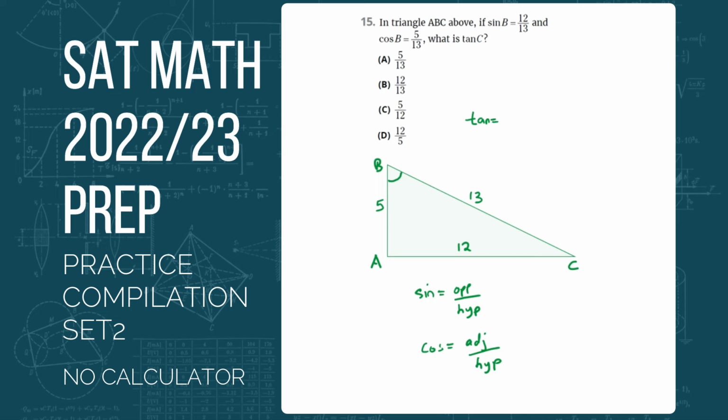So the tan is equal to opposite over adjacent. Simple, we are looking for tan of the angle C. What is opposite C? We have 5. What is adjacent to C? We have 12. So your right answer is C, 5 over 12.